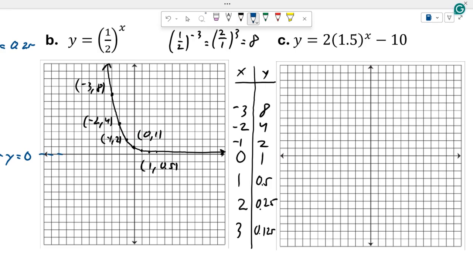So this actually has the same horizontal asymptote as A. So maybe we should have mixed it up a little bit and added maybe a vertical shift here, just so it wasn't the same answer, but it's fine. There's a vertical shift in C, so we'll see it in C. So for B, my horizontal asymptote is the same as it was for A, which is the x-axis, and the x-axis has an equation of y = 0.